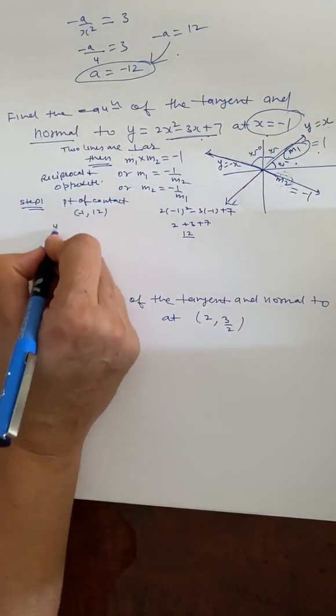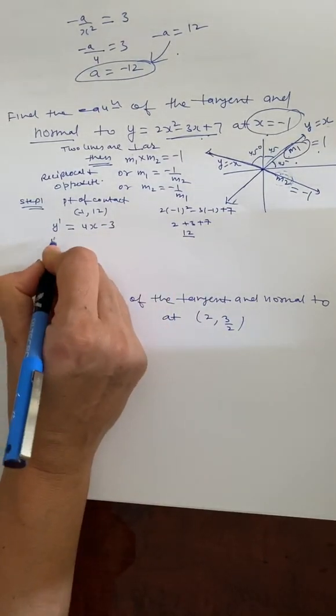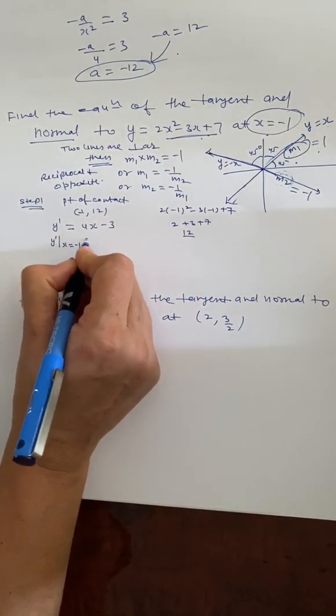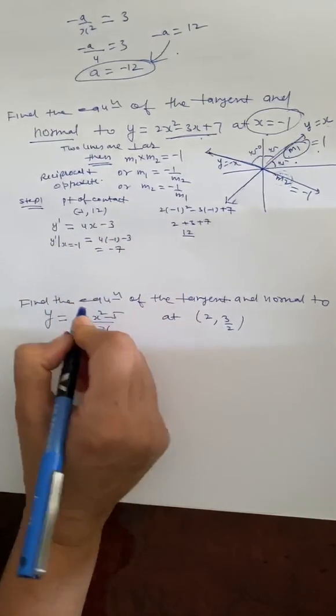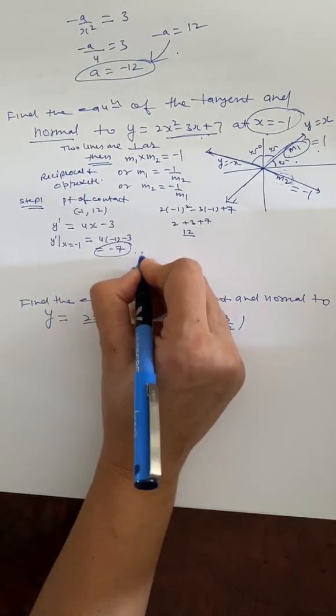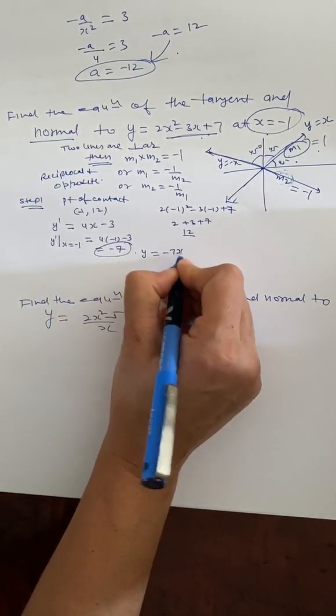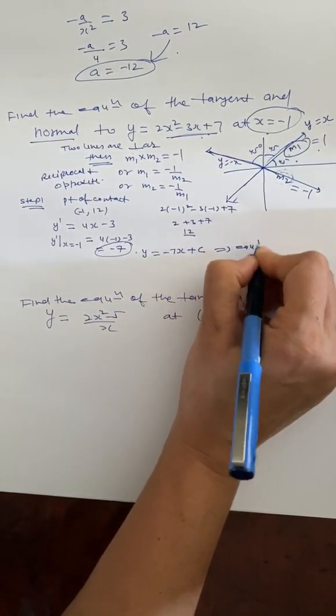After that, we'll find y dash, step 2. So this is 4x minus 3. And then we will find that y dash when x is -1. So 4 into -1 minus 3, that gives you -7. So we have the gradient now. Now we are ready to write down the equation, which is y is equal to -7x plus c. This is the equation of the tangent.